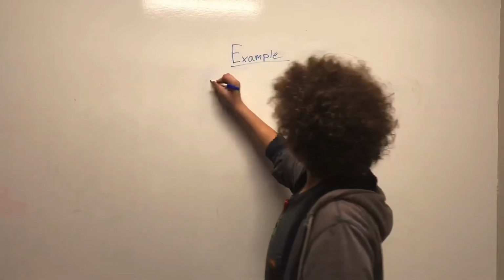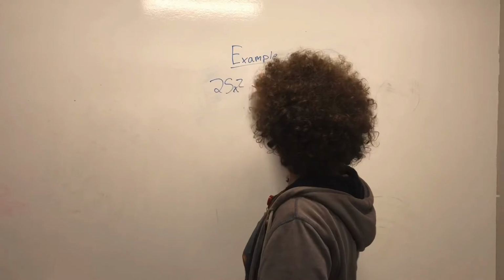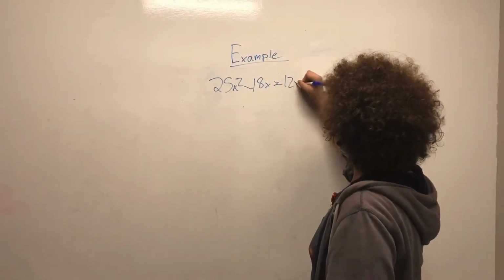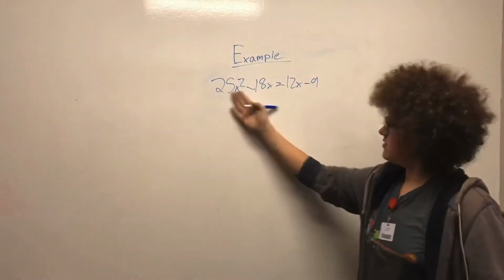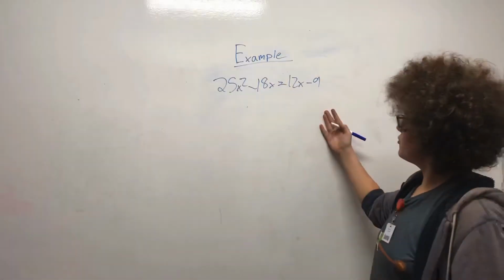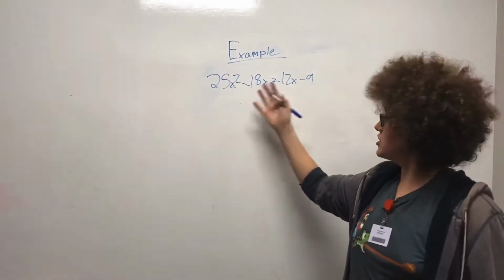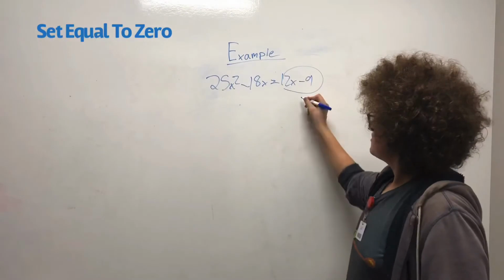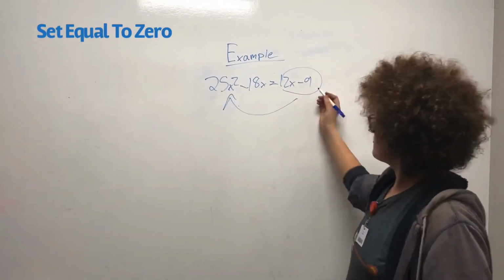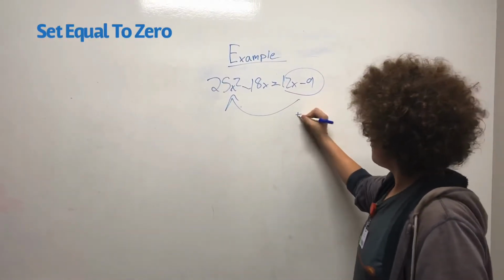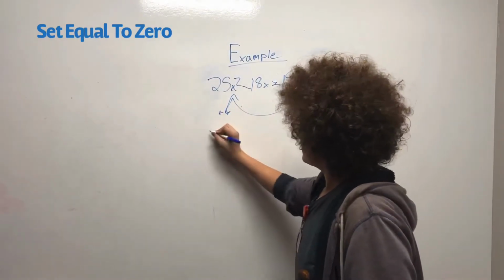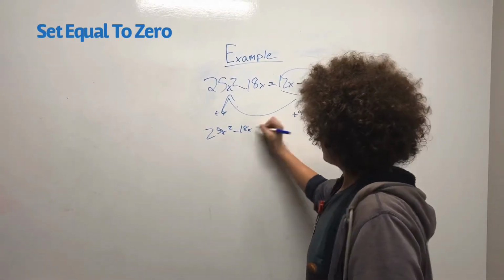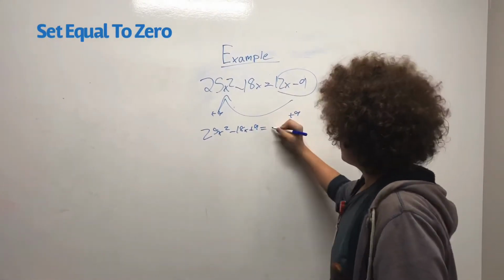All right, so our first example is 25x squared minus 18x equals 12x minus 9. If you remember our rules, we need to first set the quadratic to equal 0. To do that, we're going to move all these numbers over here. The first thing we need to do is add 9 on both sides, which gives us 25x squared minus 18x plus 9 equals 12x.